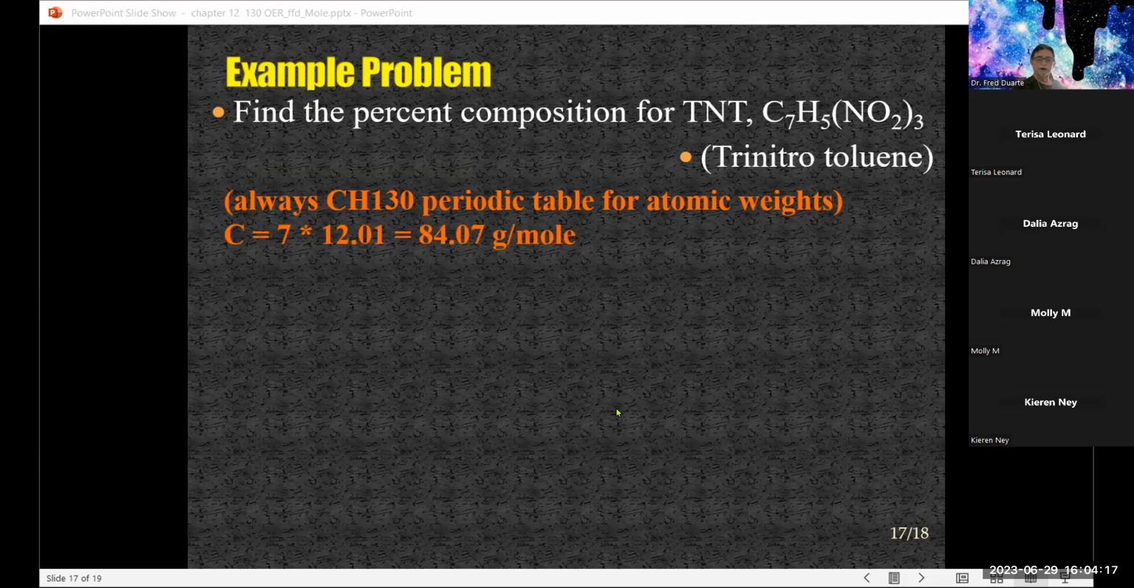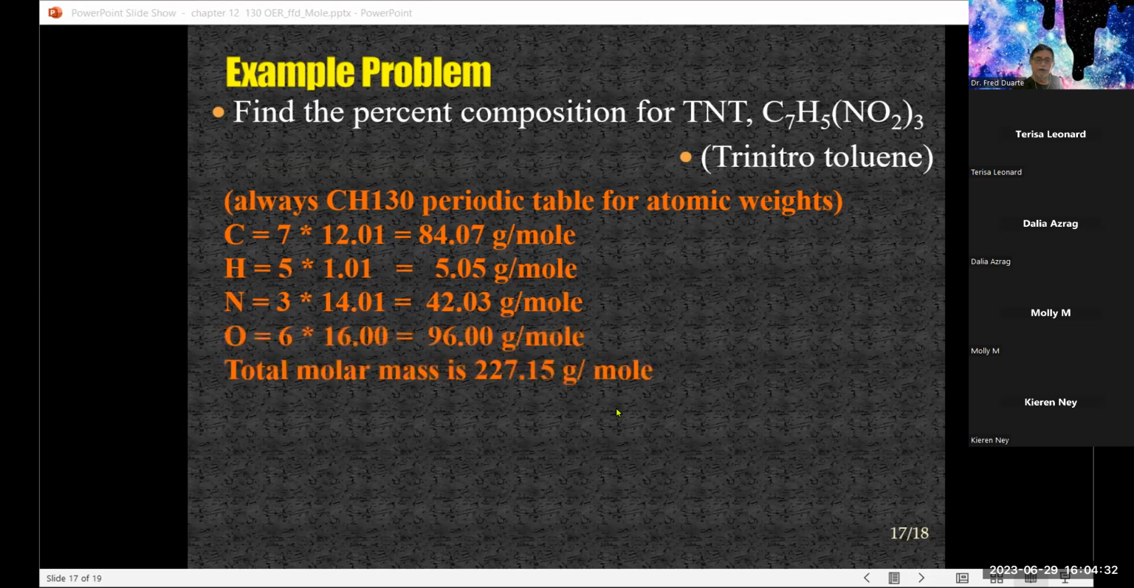So we have 7 carbons at 12.01. That's a total of 84.01. 5 hydrogens at 1.01, total of 5.05. 3 nitrogens for a total of 42.03. And 6 oxygens for a total of 96.00, which gives us a total molar mass of 227.15. Now, we go through each contribution of each atom divided by the total molar mass and times 100.